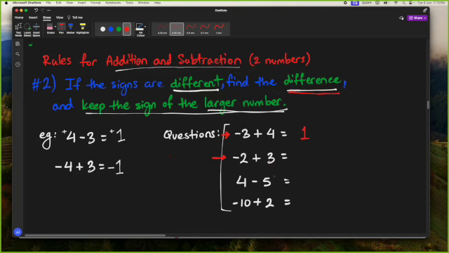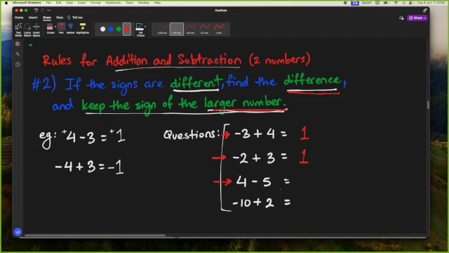Careful. I didn't ask you about the sign. I just asked you what's the difference between 3 and 2. The difference between 3 and 2 is 1. Yes, right. And then which sign do you keep? You keep the sign of the larger number. So which is the larger number, 3 or 2? 3. So it'll be positive 1. You seeing that, Kayla? Right.